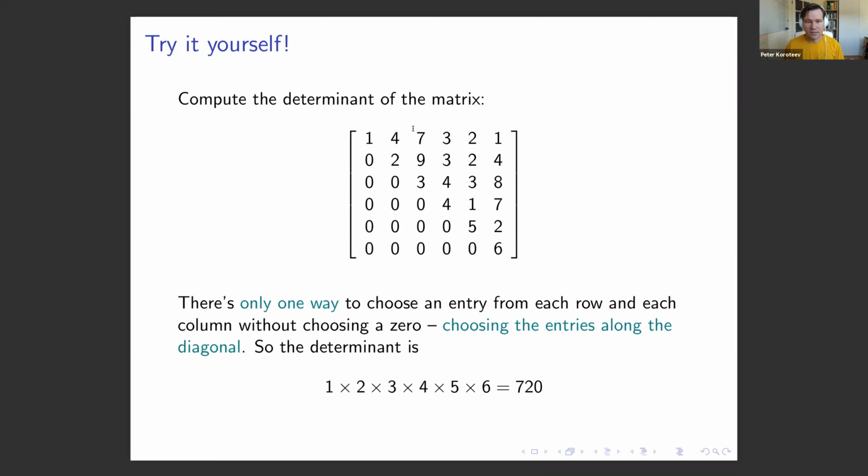Right. So as long as you move off the diagonal, say you want to pick this number here, you have to pick one of those other zeros, which would make the corresponding contribution vanish.